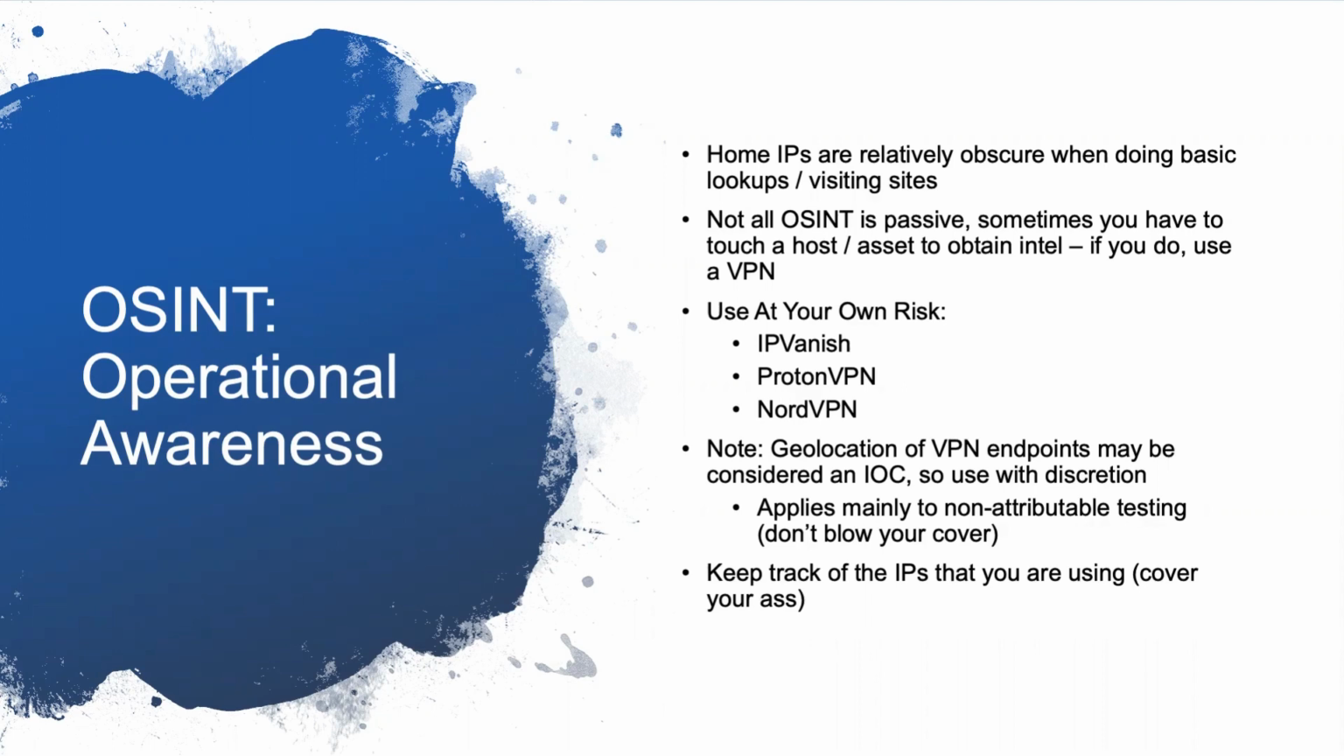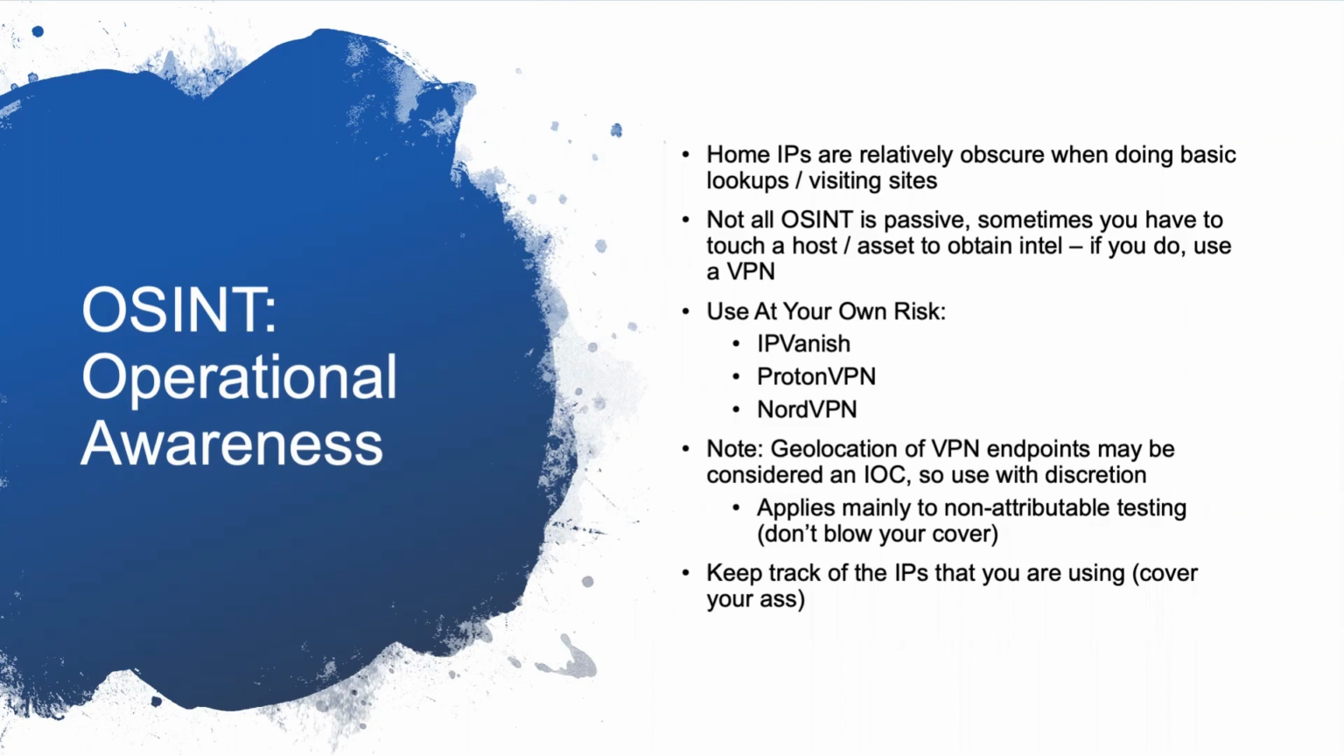And since not all OSINT is passive and you have to touch the client's host at some point, you should always do so behind a VPN. This basically abstracts you from the process, your system, or your home network, and makes it harder for the client to figure out who is actually going after them. I can't really recommend a specific VPN client, but there are a couple on the page here if you want to look at those. Just test them out, see which one works best for you.